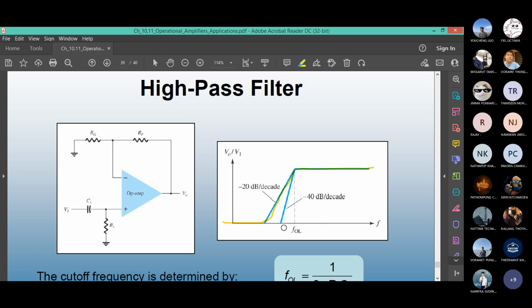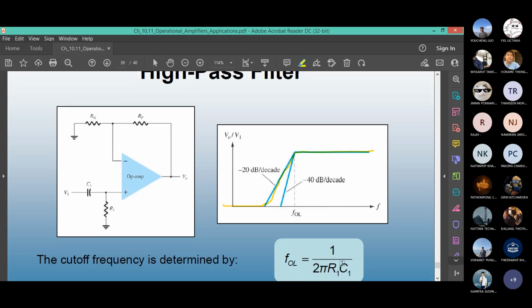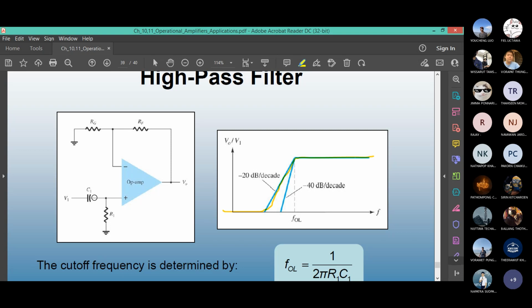So your cutoff frequency is 1 over 2 pi R1 C1. What is the difference in the arrangement of capacitor and resistor between high pass and low pass? For a low pass filter, the resistor comes first and the capacitor is grounded. For a high pass filter, the capacitor comes first and the resistor comes second.